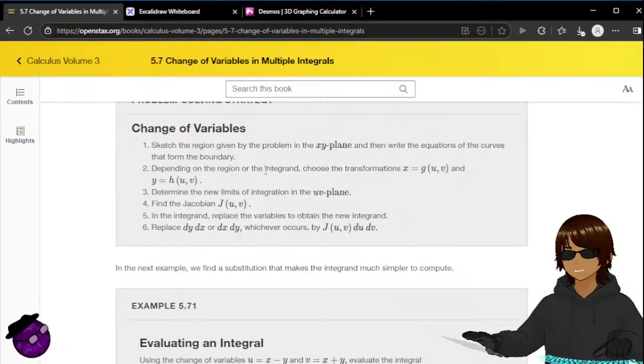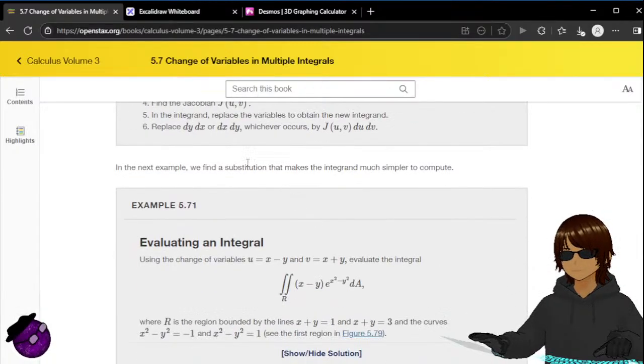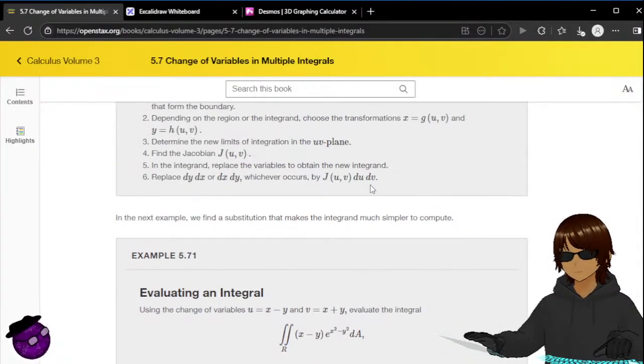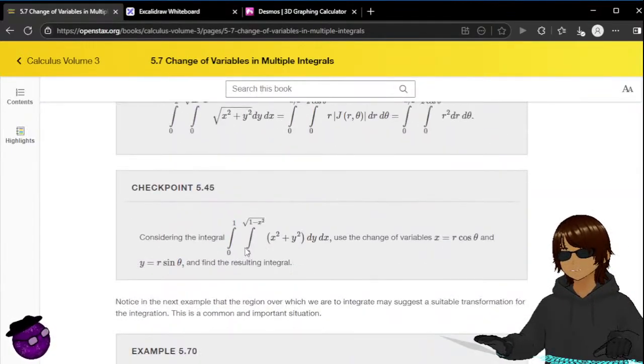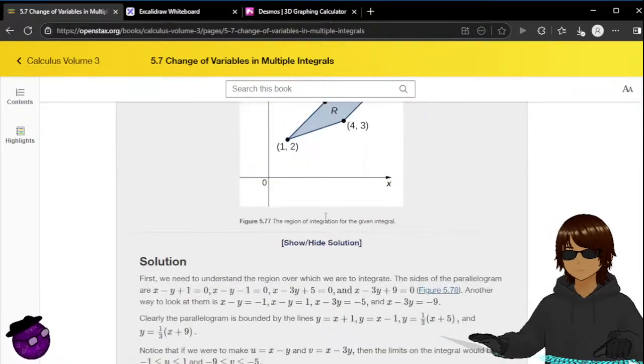So choose transformation, determine the new limits, find the Jacobian, in the integrand replace the variables. Replace dy dx or dx dy, whichever occurs by this. But the thing is, what I don't understand is the limits of the integral. These two, how do we determine this, like purely algebraically?